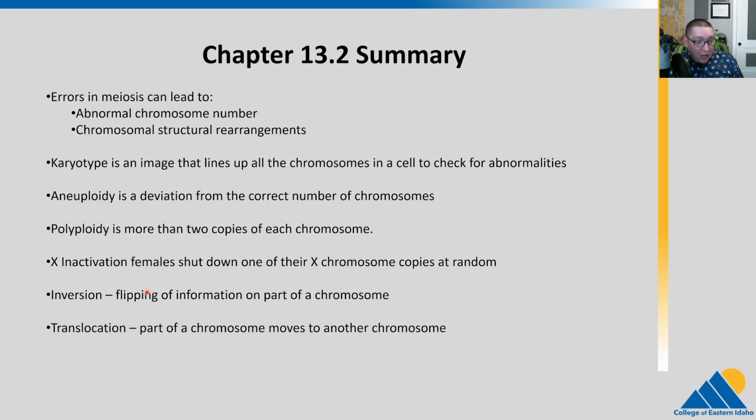X inactivation, this happens in, I'm going to say mammal females, where one of the X chromosomes gets shut down randomly to keep the balance equal. We talked about inversions, flipping of the information on parts of chromosomes. We talked about translocations, where part of one chromosome moves to another. All right, that's it for chapter 13.